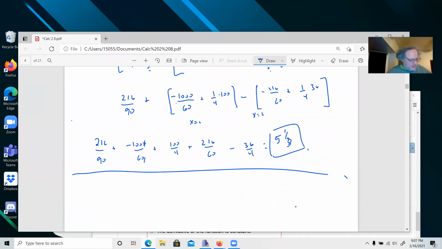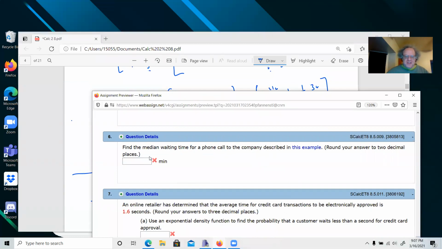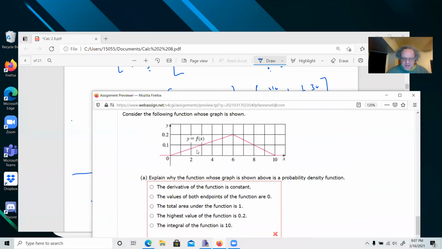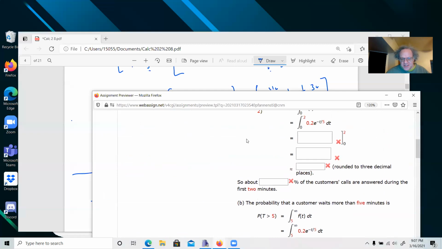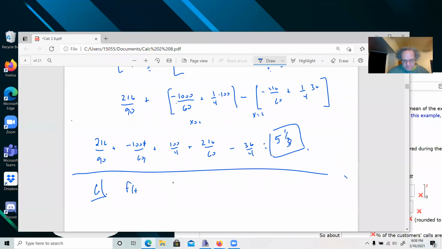All right. Let's do one more. Let's see if I have it. Number 6. Find the median waiting time for a phone call to the company described in the example. It's the example at the top of the page, by the way. Round your answer to 2 decimal places. All right, so they're going to hand us this function. f of t is equal to 0.2 e to the negative t over 5 when t is greater than or equal to 0, and 0 otherwise.